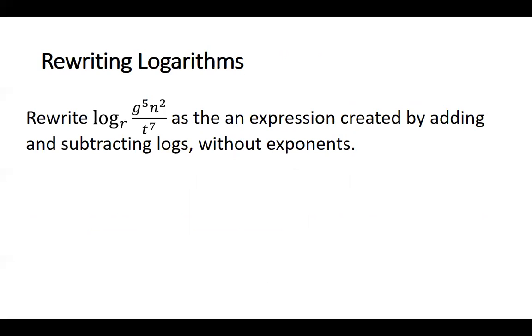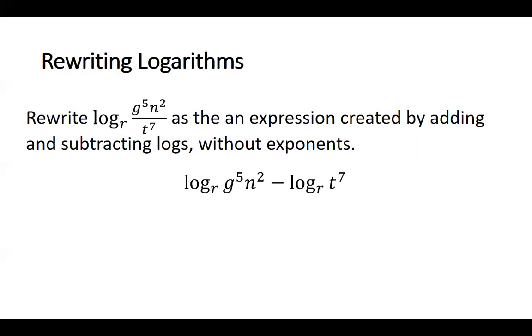So let's see what we got here. We got log base r of g to the 5th n squared over t to the 7th. And we want to put that as an expression of adding and subtracting logs without exponents. So first thing we can do is we know that quotient we can separate out. We have log base r of g to the 5th n squared divided by t to the 7th. So we can break that into two pieces, log base r of g to the 5th n squared minus log base r of t to the 7th.